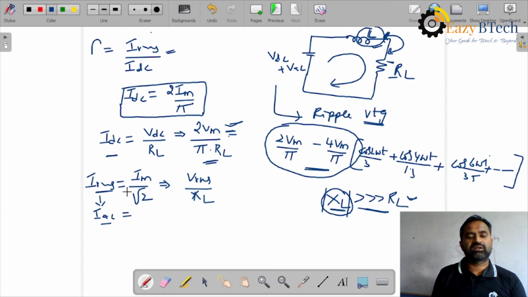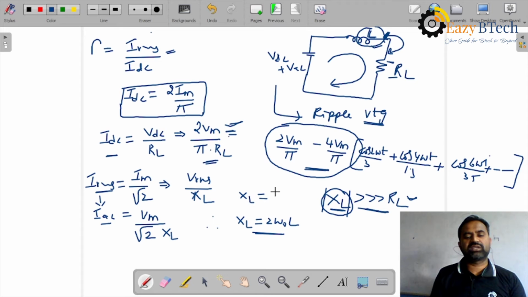Now IAC is equal to VRMS, meaning Vm by root 2, into XL. Therefore, for a full wave rectifier, we will write XL is equal to 2 omega naught L. For a half wave rectifier, we may choose XL is equal to omega naught L. This is for half wave rectifier. This is for full wave rectifier. This is the output of the DC portion.